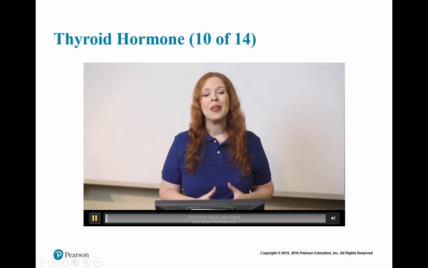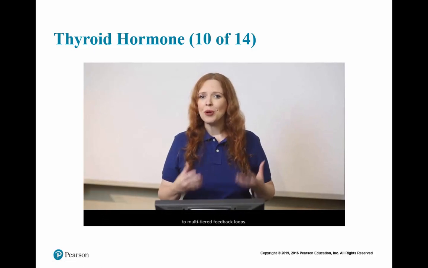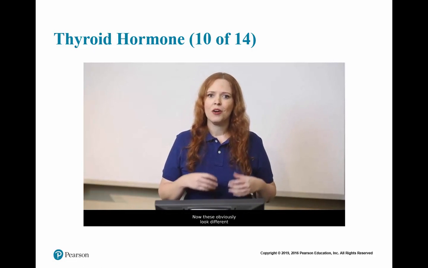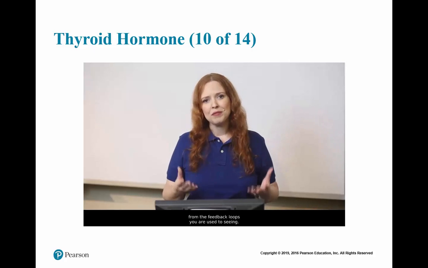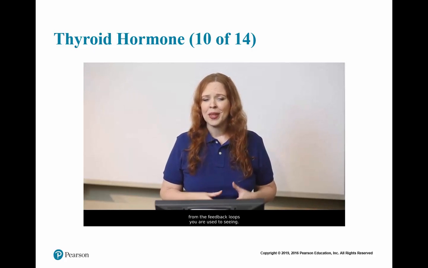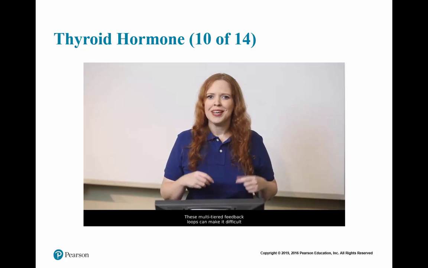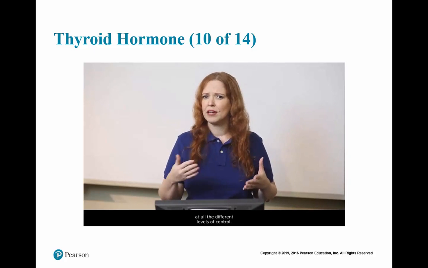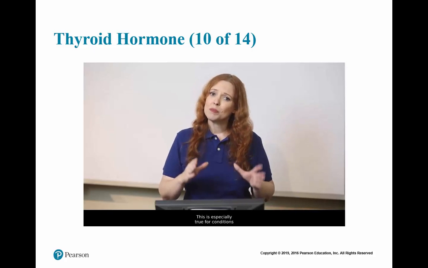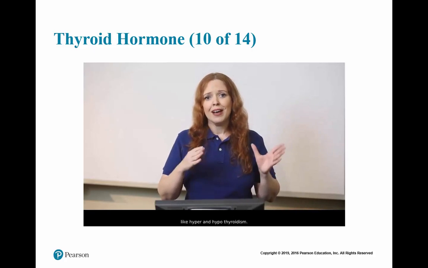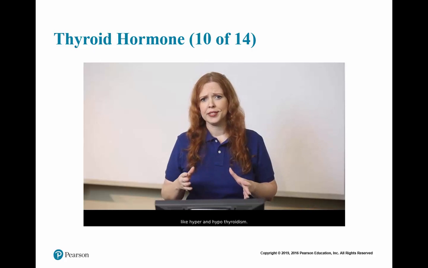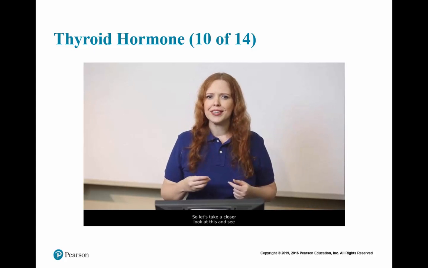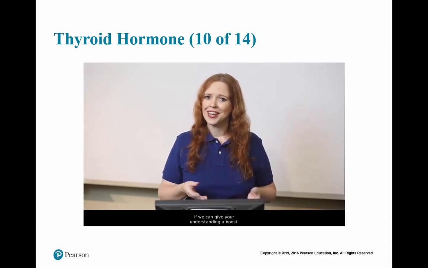Welcome back. You've just been introduced to multi-tiered feedback loops. Now, these obviously look different from the feedback loops that you're used to seeing. These multi-tiered feedback loops can make it difficult to see the negative feedback that's occurring at all of the different levels of control. This is especially true for conditions like hyper and hypothyroidism. So let's take a closer look at this and see if we can give your understanding a boost.